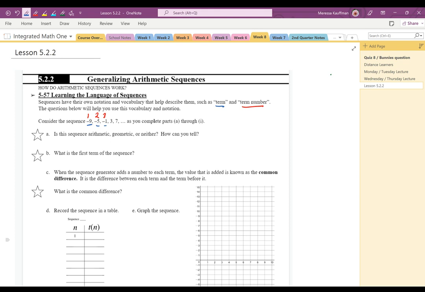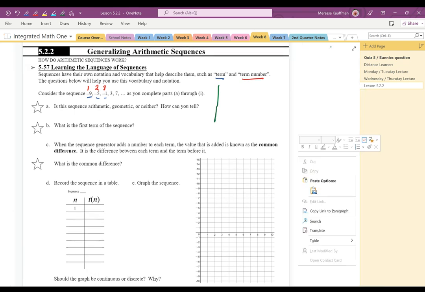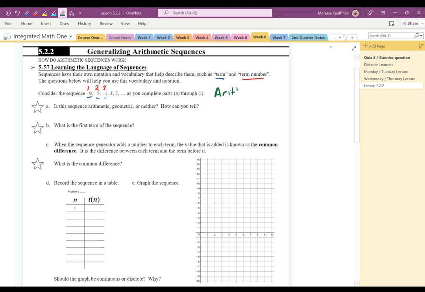So let's consider this sequence. We have -9, -5, -1, 3, and 7. And it's asking, is this arithmetic, geometric, or neither? And you're probably going, Mrs. Kaufman, I do not know what that means. So let's write in the little column here some definitions. So the first one is arithmetic. And it simply means that the sequence is adding or subtracting to get to the next term.